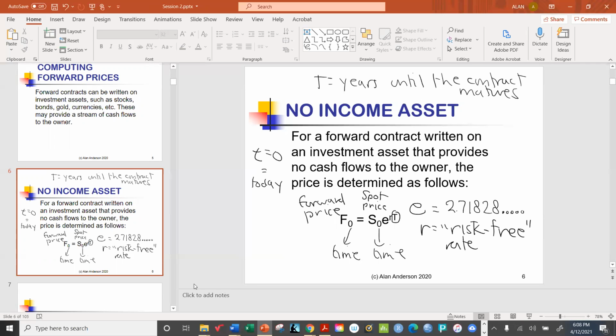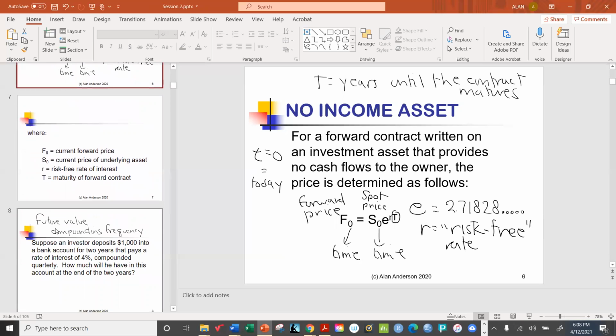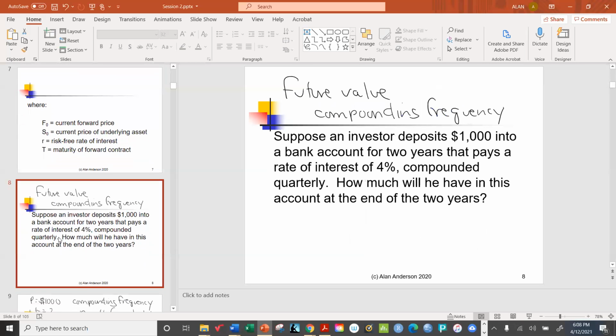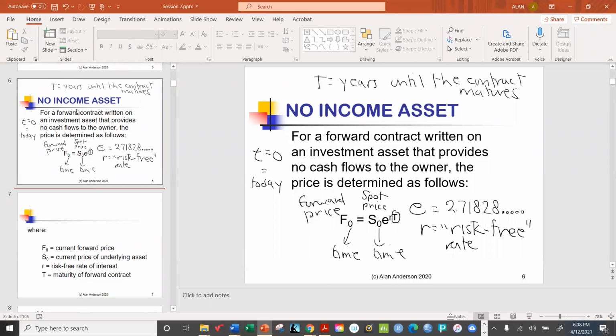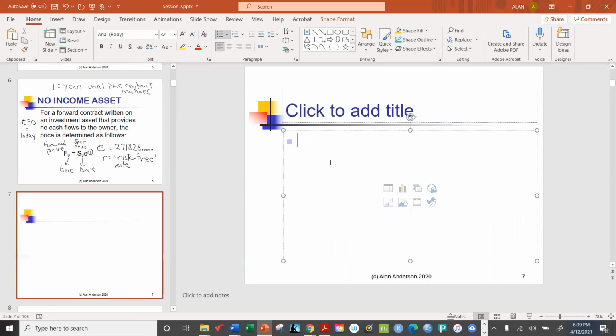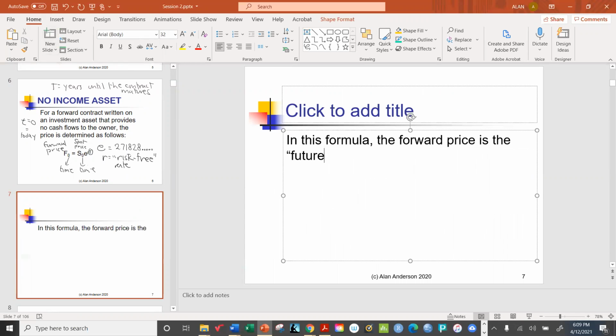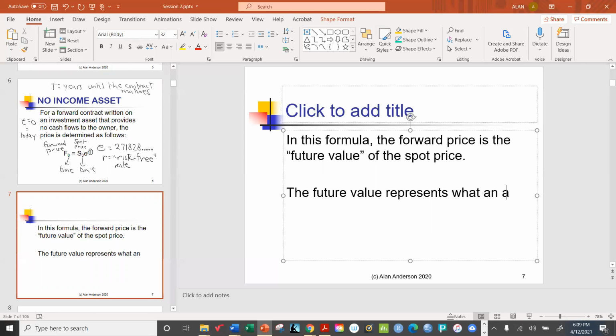What we're seeing here is that in this formula, which I'll write on the next slide, the forward price is the future value of the spot price. Now, what does future value mean? The future value represents what an asset will be worth at a specified point in the future.